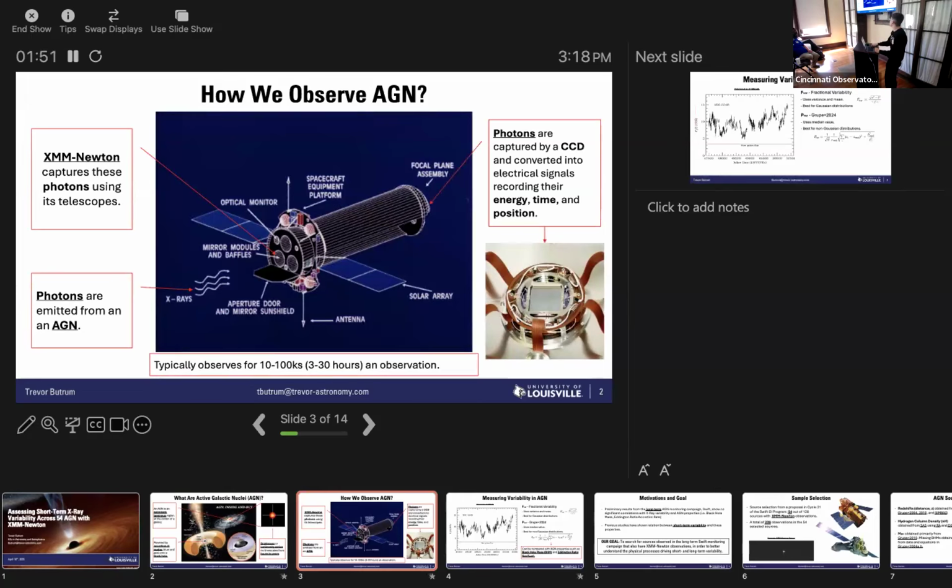And so to actually measure this variability of the AGN, XMM typically observes from 10 to 100 kiloseconds, which is about 3 to 30 hours. It depends on the source and whatever proposal gets made for some source and wherever the observation is made. But over this time scale, we can measure the actual variability.